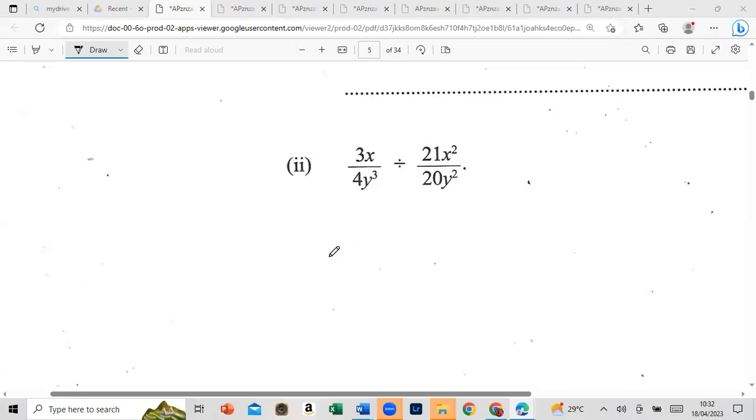Alright? Please, let's go. So we have 3x divided by 4y cubed. So we can write back everything.